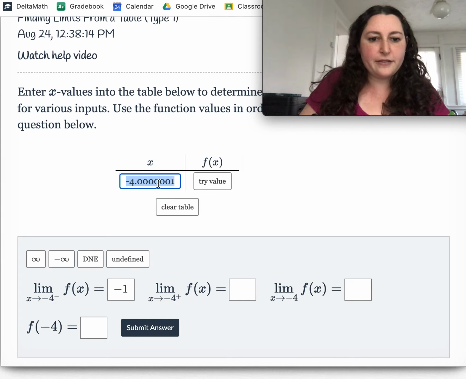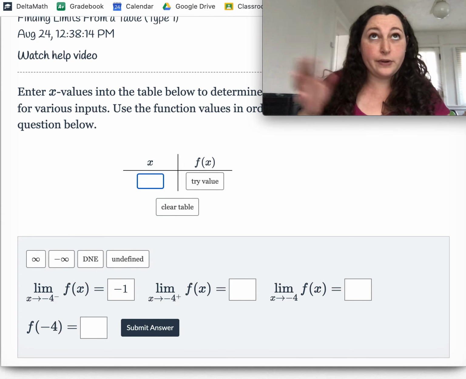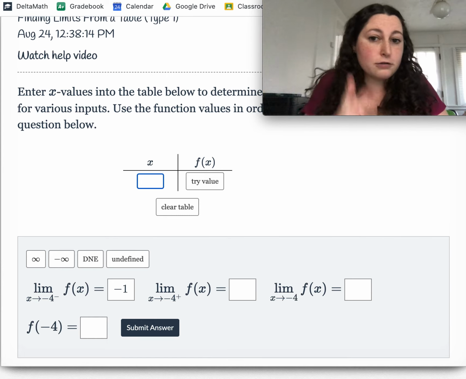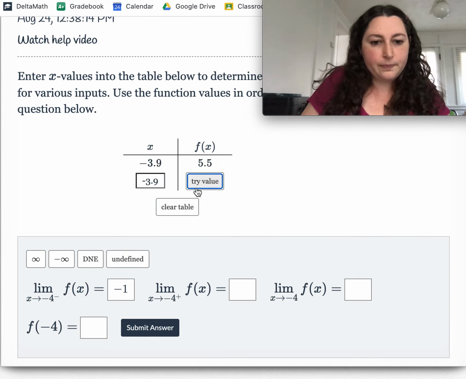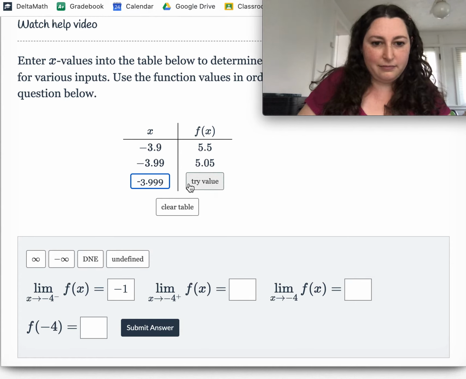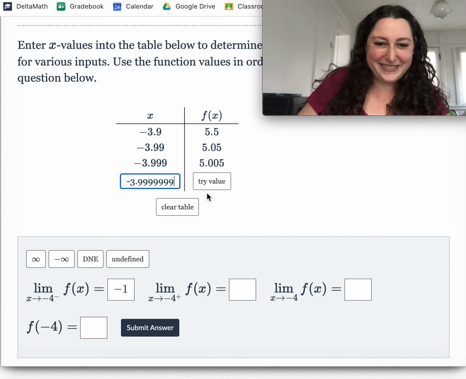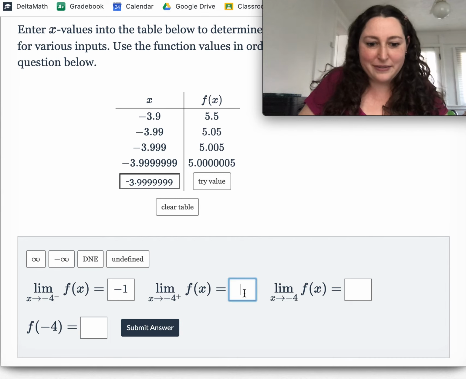Okay, let's try negative 4 from the right. So what's the right of negative 4? That would be like negative 3. So getting closer to negative 4, I'm going to do negative 3.9. Then negative 3.99. Then negative 3.9999. Just keep going. Looks like I'm approaching 5. Okay, so then the limits are different. So my limit does not exist.